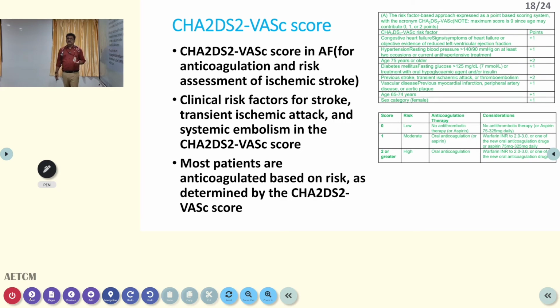CHA2DS2-VASc score. That is a scoring system to assess the risk factors for ischemic stroke in atrial fibrillation. I am not going into the details of that scoring system here, but if the score is 0, the risk is low. If the score is 1, moderate risk, you have to start anticoagulation. 2 or greater, high chance, and oral anticoagulation is required. Depending on the scoring system, we need to adjust the dosage of warfarin.